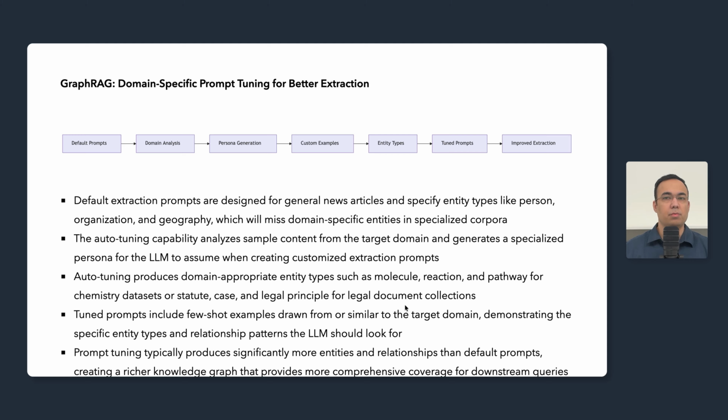In my experience, prompt tuning typically extracts significantly more entities and relationships than the default prompts. This creates a richer knowledge graph that provides more comprehensive coverage for downstream queries. If your extraction is missing important entities, your graph won't have the structure needed to answer questions about those entities. For enterprise deployments, I strongly recommend investing time in prompt tuning. The domain specificity of your extraction prompts directly determines the utility of your GraphRAG system for your specific use case. Now let's look at how extracted entities and relationships are summarized before graph construction.